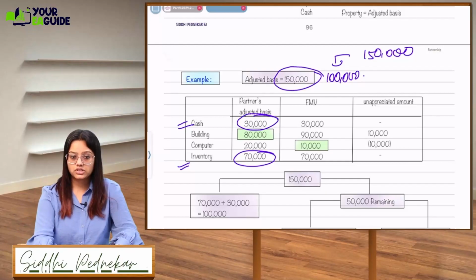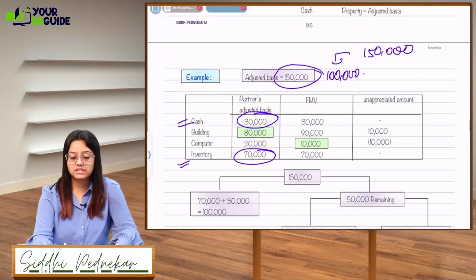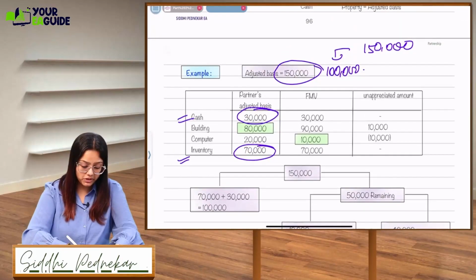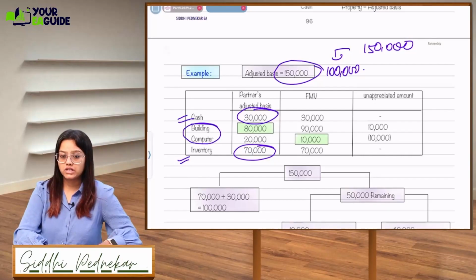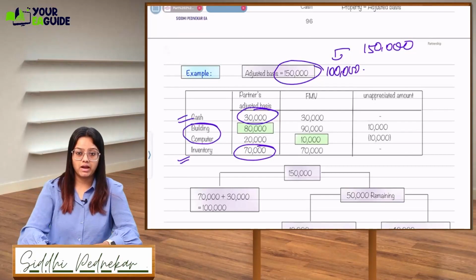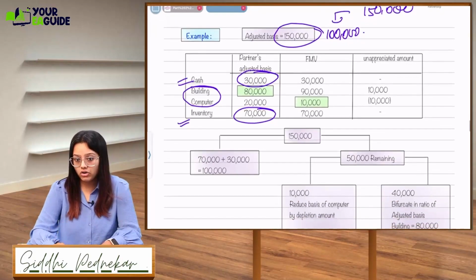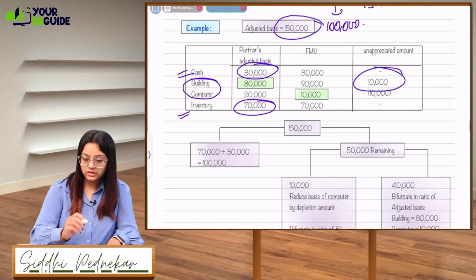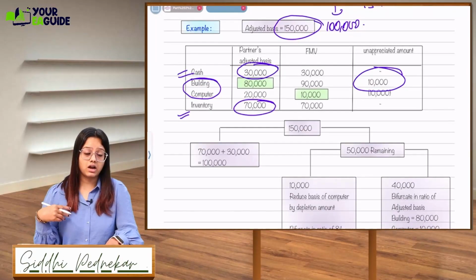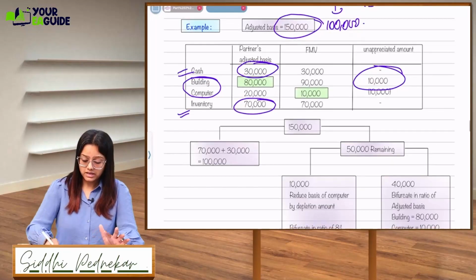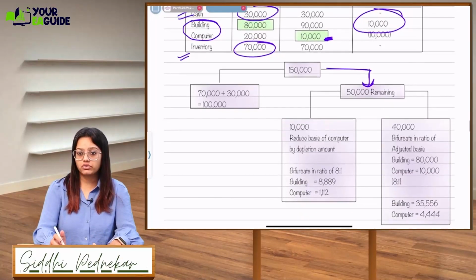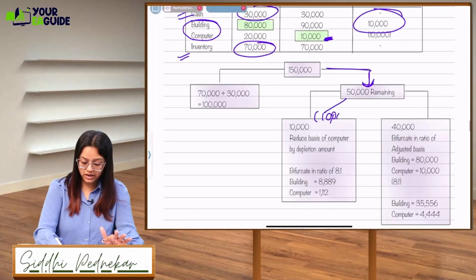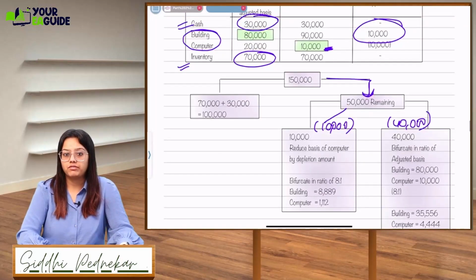Then you have to allocate against the adjusted basis of property. So here what property are you receiving? Building and computer. What is the adjusted basis? $80,000 and $20,000. But first you need to check whether there is an appreciation. I know you have already seen that $10,000 appreciation will be there, but what if a depreciation comes? In that case, the remaining $50,000, first allocate to the depreciated one. So reduce this $10,000, and then the remaining $40,000 will be allocated on the basis of the FMV.